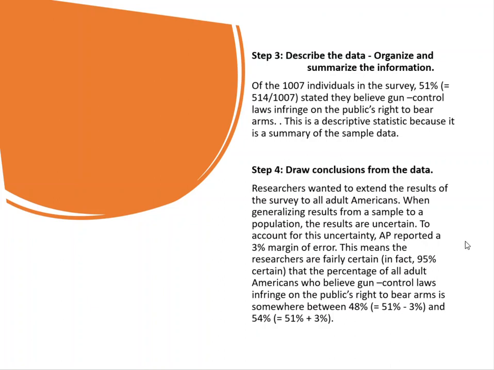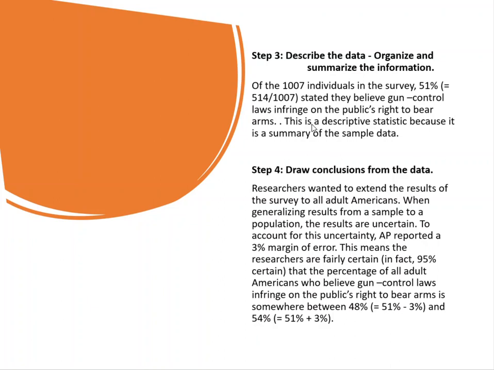What does that mean when we're drawing a conclusion? It means that we believe that anywhere between 48%, which is the lower end of our margin of error, all the way up to 54% of adult Americans believe that gun control laws infringe on their Second Amendment rights. This inference part, which again is what we do towards the end of the semester, is talking to that larger conclusion we're looking at.